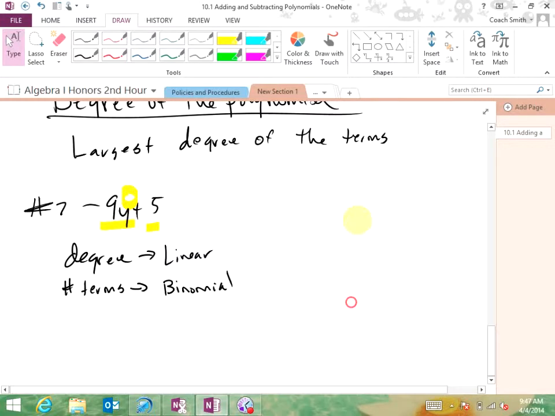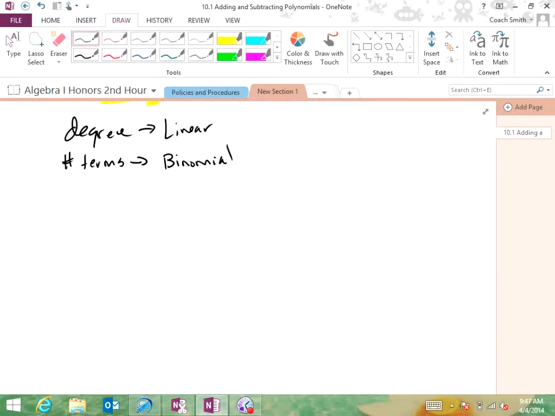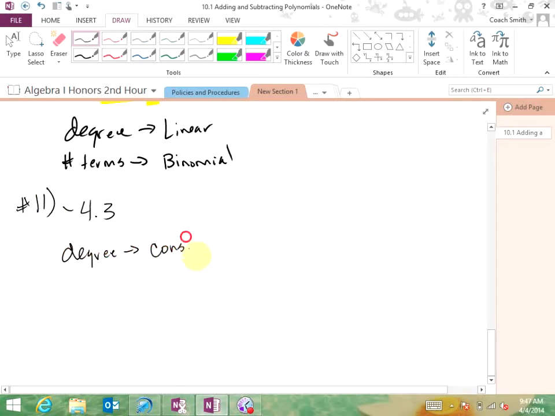Number 11. Number 11 says negative 4.3. So by its degree, it is what? Constant, because it's not raised to an exponent. By its terms, monomial.